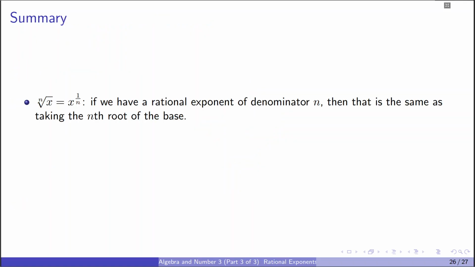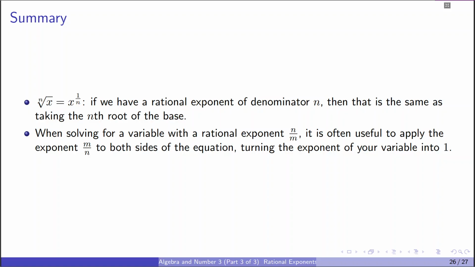Right. In summary, the nth root of x is x to the 1 over n. If we have a rational exponent of denominator n, that's the same as taking the nth root of the base. When solving for a variable with a rational exponent n over m, it is often useful to apply the exponent m over n to both sides. That'll turn your exponent on the variable into a 1.